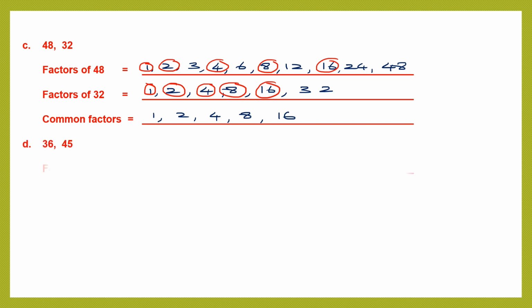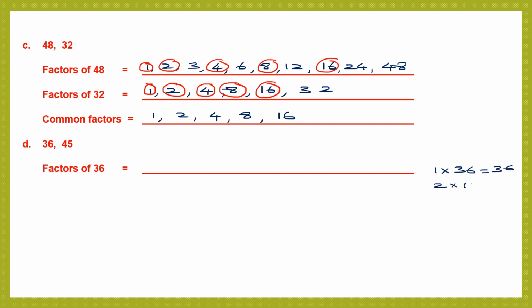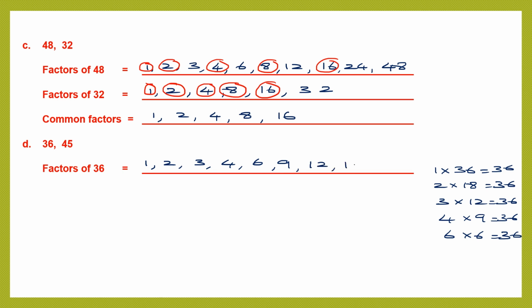Next is 36 and 45. Let's find the factors of 36. We had already found it. We'll still write it. 1 into 36 is 36. 2 into 18. 3 12s are 36. 4 9s are 36. Then 6 6s are 36. We've already done this. Let's write it down. So 1, 2, 3, 4, 6, 9, 12, 18 and 36.